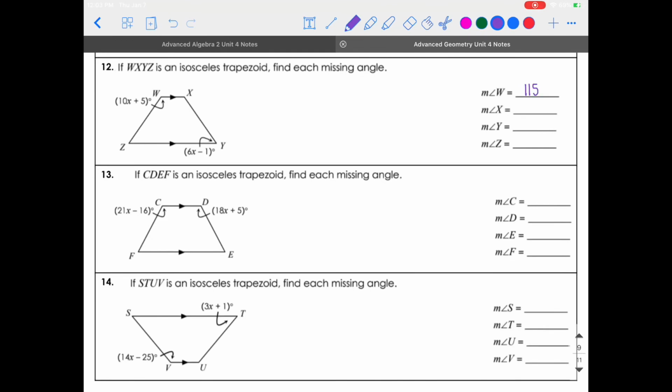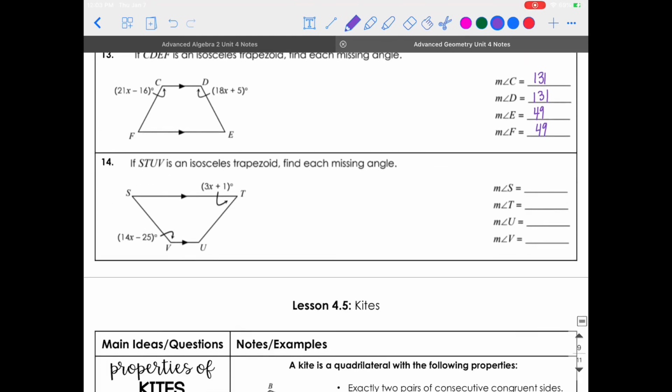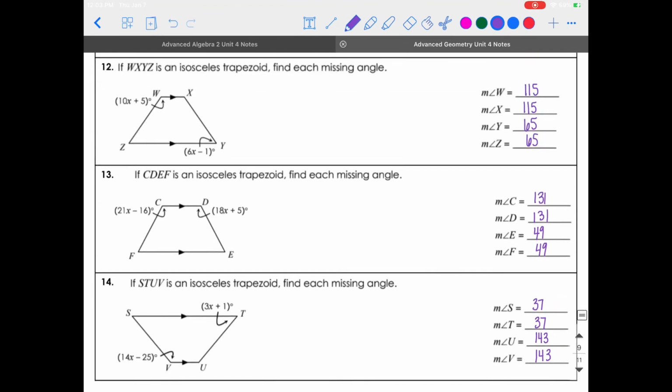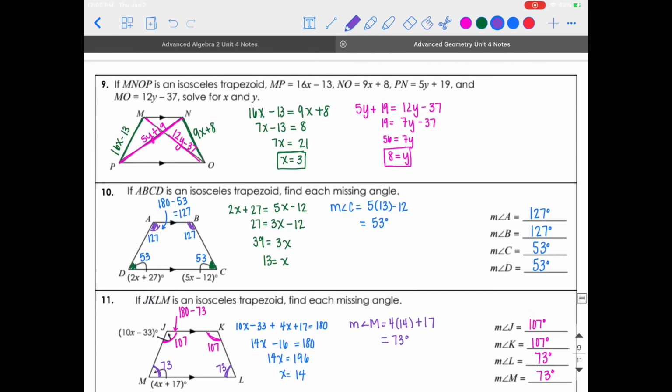So 12, we have 115, 115, 65, 65. Number 13, 131, 131, 49, 49. And number 14, 37, 37, 143, 143.